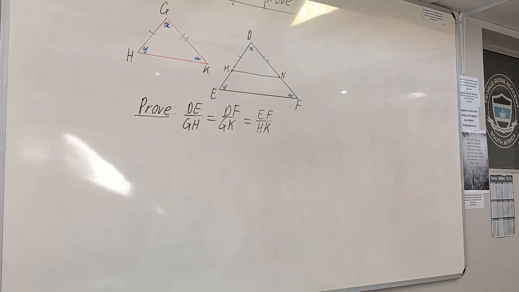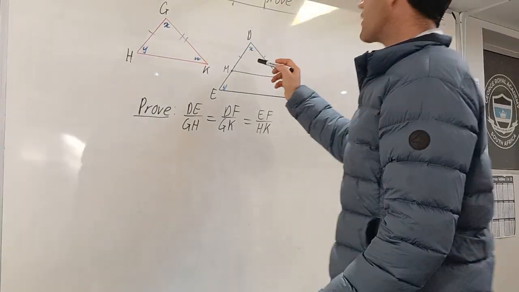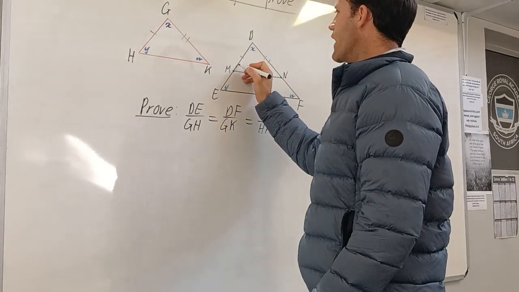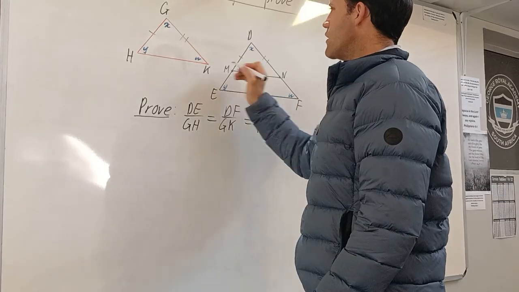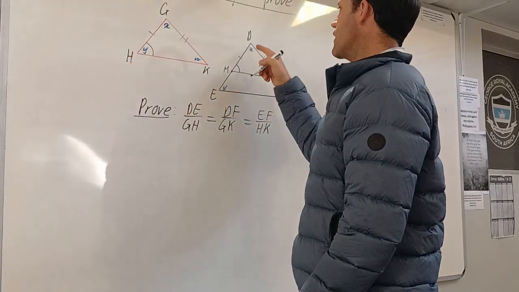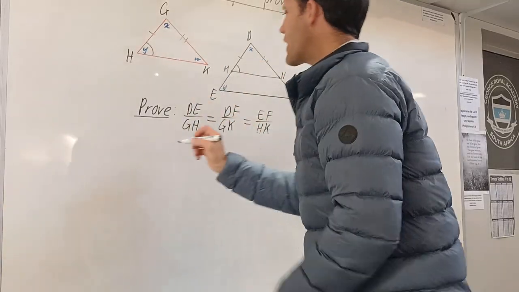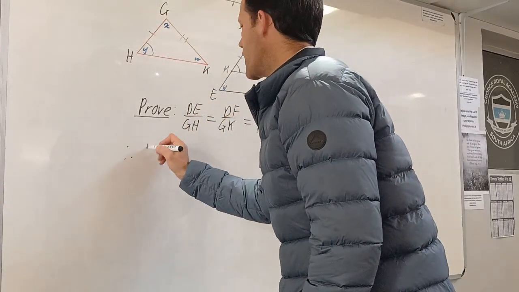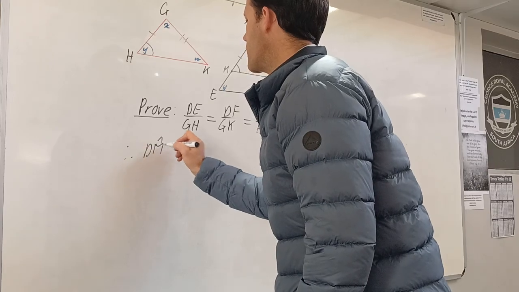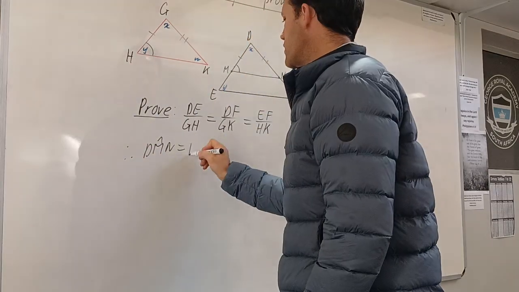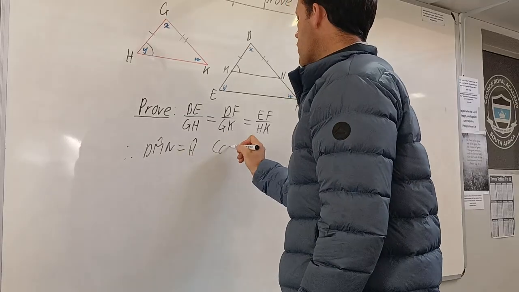So with the second part of the proof, if we know now that these two triangles are congruent, what does that mean? If they're congruent, it means that this angle must be equal to this angle, obviously, because they're congruent. So we can say now, therefore, angle DMN is equal to angle H, because of the congruency.